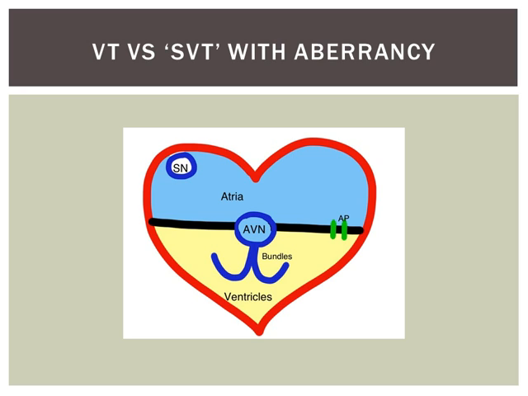So remember to think about VT versus SVT with aberrant conduction by thinking about degeneration of the impulse, whether it started above the ventricles and then been modified somehow by a bundle branch block or by using an accessory pathway, or whether the impulse has been generated in the ventricles itself.